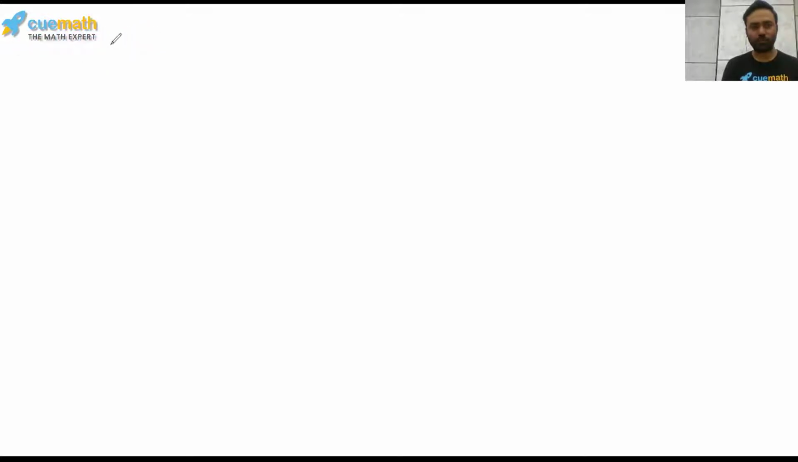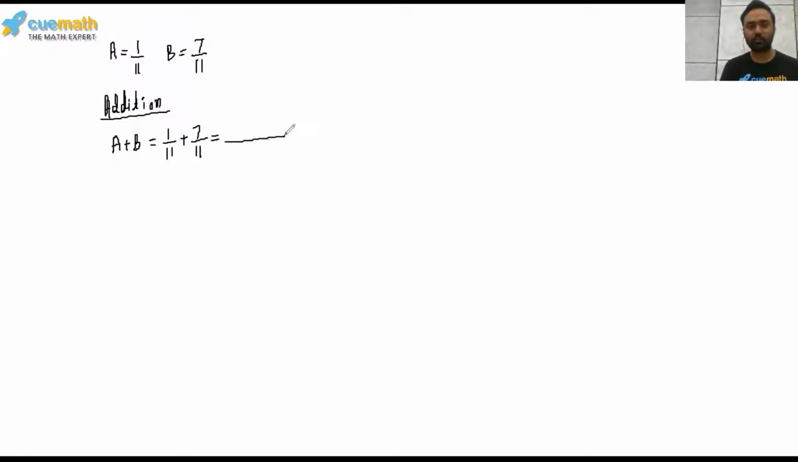So let's take two rational numbers a and b, where a is 1 over 11, b is 7 over 11. Let's first check for the addition part. So to check for the addition part, let's take the expression a plus b and let's find the value of this. So a plus b gives us 1 over 11 plus 7 over 11. Now we see that the denominators are 11 for both the fractions. So the LCM would also be 11 and the numerator would be 1 plus 7, which is going to give us 8 over 11. So this is the value of the expression a plus b.